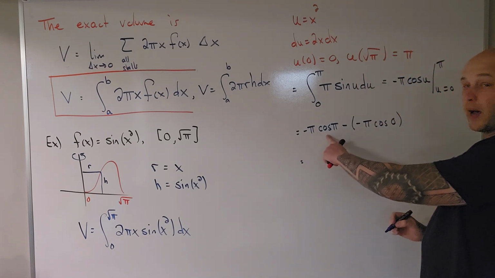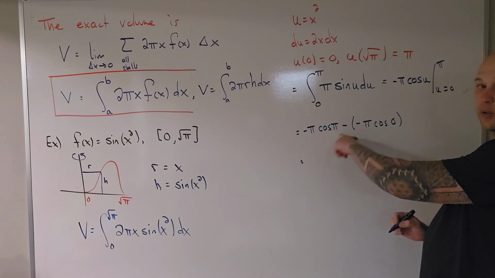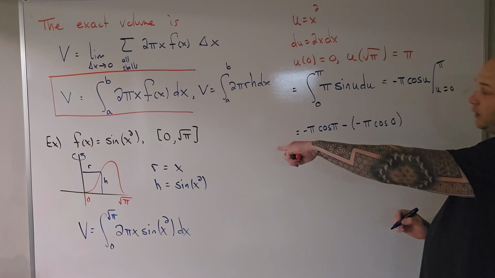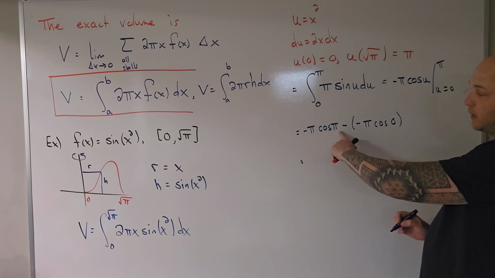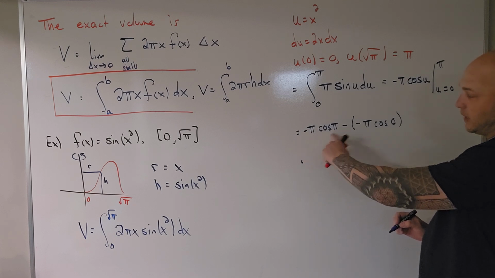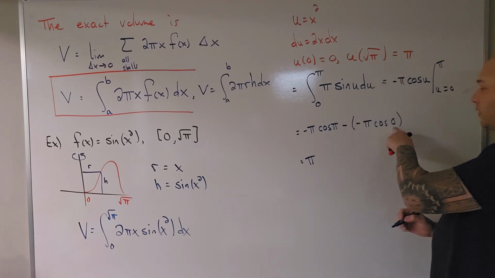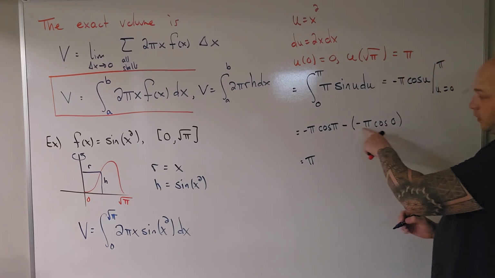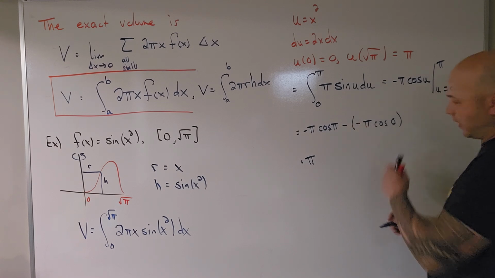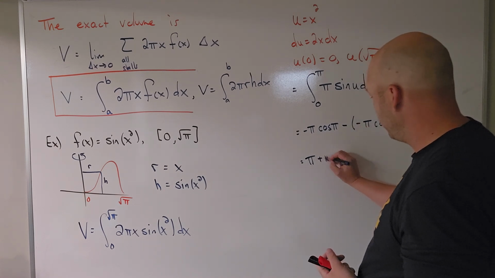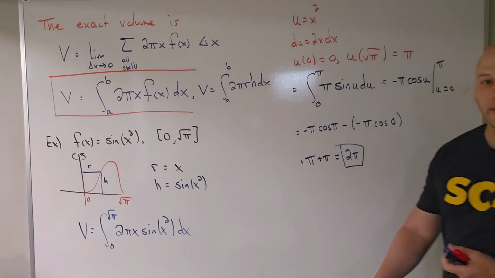And cosine of pi, remember, cosine is the x-coordinate, pi is the angle, so if I rotate pi, that's on the far left-hand side of the circle. The x value is -1, so this is negative pi times -1, which is pi. Cosine of 0 is 1, so negative times negative is positive, times pi times 1 is pi, so pi plus pi gives me a volume of 2 pi.